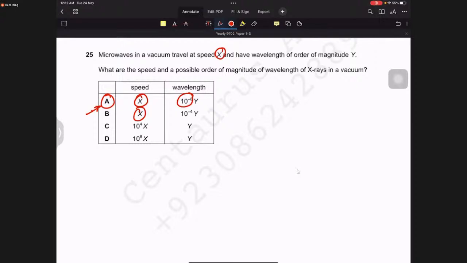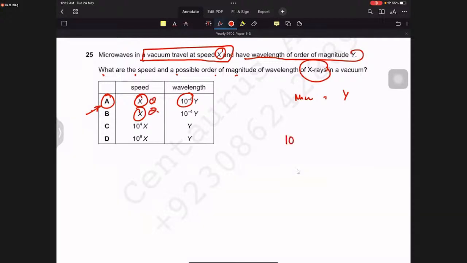So basically, you should remember the order of magnitude of X-rays. It says a microwave in vacuum travels at speed x, right? So x is the same, and then it says it has a wavelength of y. Okay, so we know that microwave, let's suppose, has a wavelength of y. Then it says what are the speed and possible order of X-rays? So X-rays will have the same speed, but what will be the magnitude?